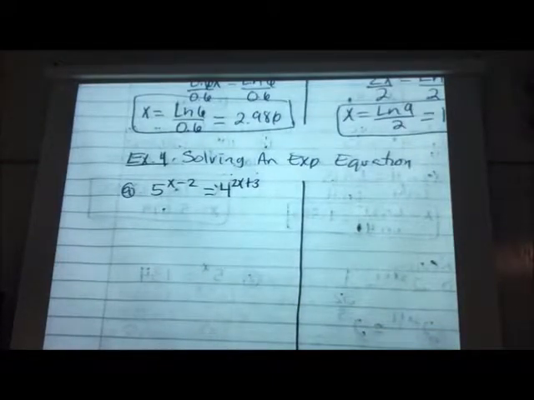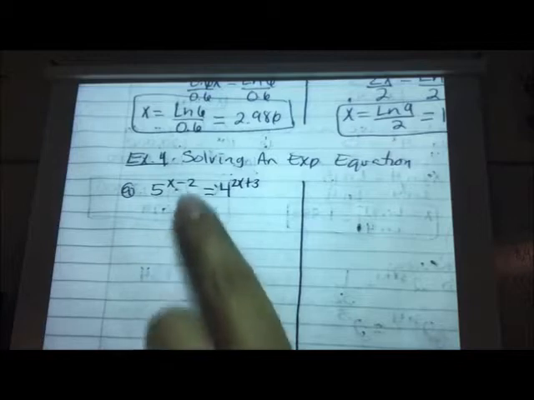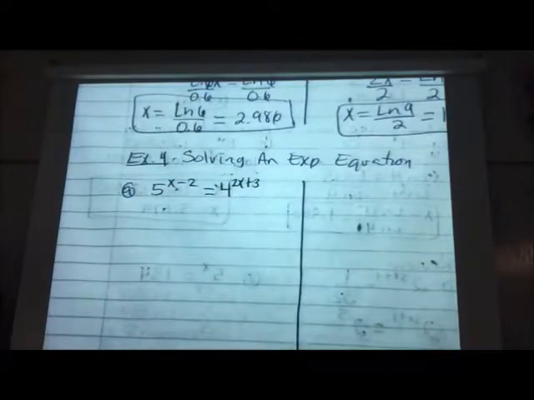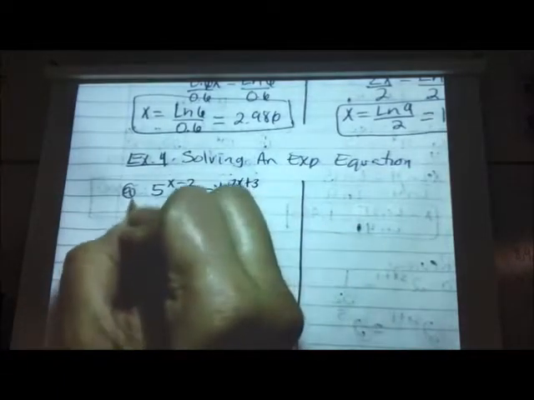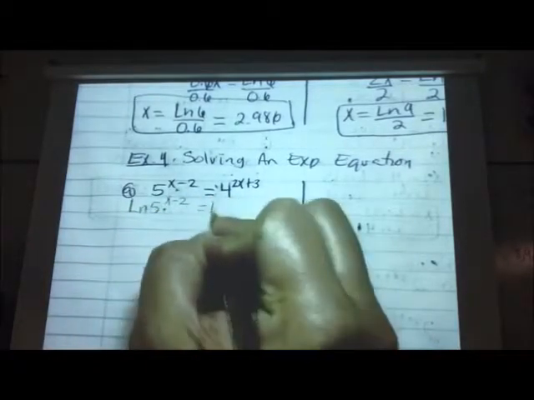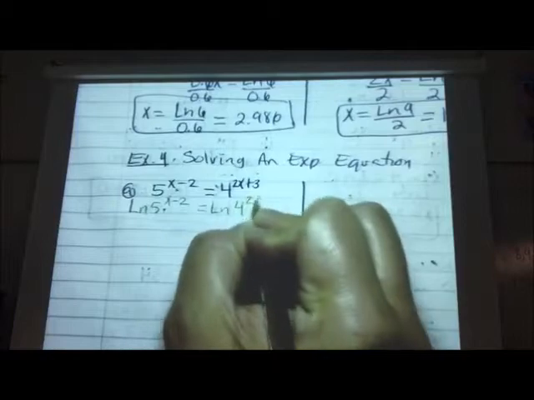So my question here is, can I use log? No, because I have more than one thing. So can I get the same base? No. So I have to use what? ln. So I'm going to have ln of 5 to the x minus 2 equals ln of 4 to the power 2x plus 3.